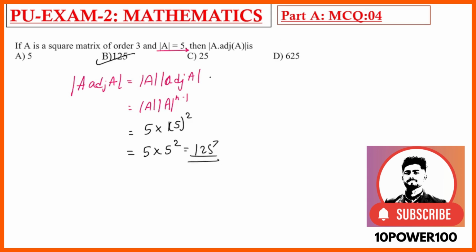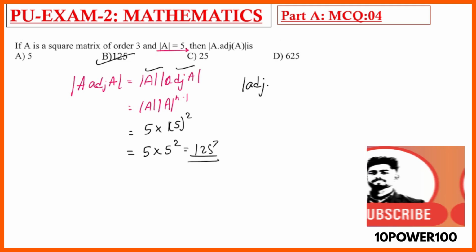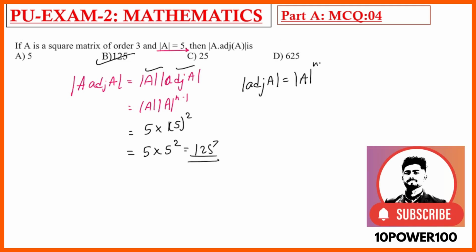So simple, children. If you know these conditions, you can solve it easily. So determinant of adjoint of A is equal to determinant of A power n minus 1. So this is the formula.